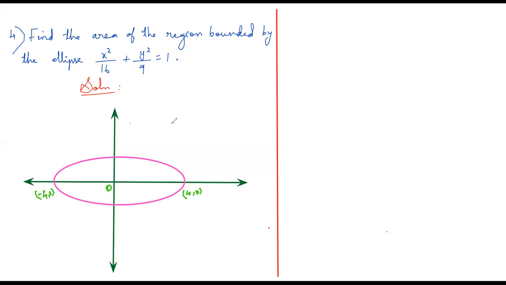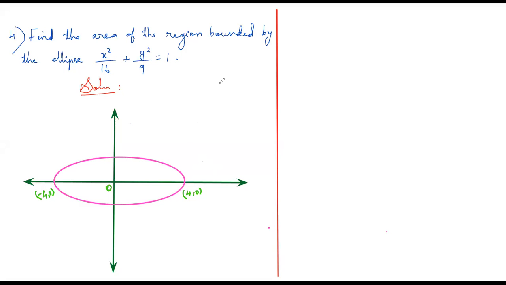Okay, actually the fourth question is not the same as the first three. It is different. Find the area of the region bounded by the ellipse x square by 16 plus y square by 9 is equal to 1. Here just the ellipse is given, right? The ellipse is given and you have to find the region bounded by this ellipse.